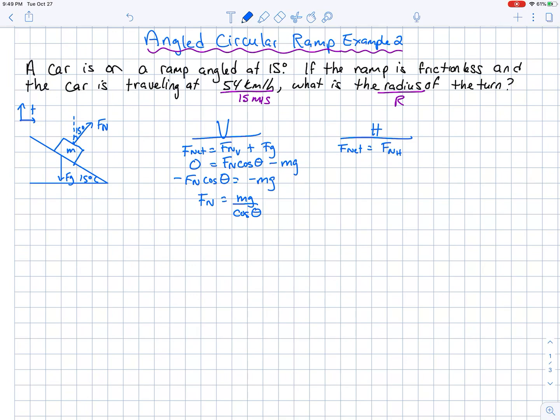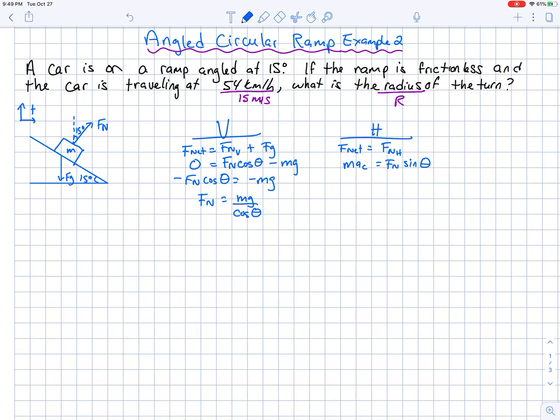So you should be getting faster and faster at this proof as we move through these. Here we have F net is equal to the normal force in the horizontal direction. Of course, this is where we have our centripetal acceleration. So we have m a_c is equal to Fn. In this case here, it's going to be sine theta. And now we're going to substitute in our normal force, the formula that we solved in the vertical column.